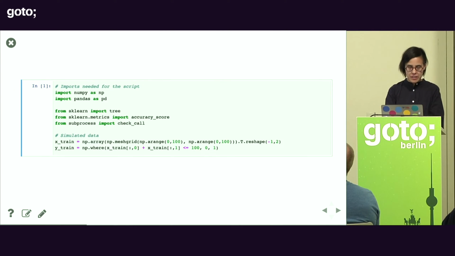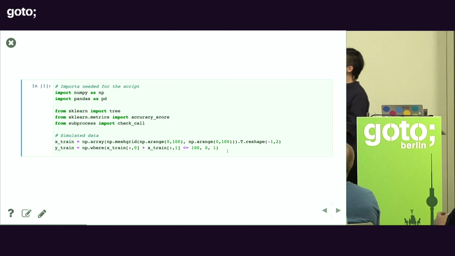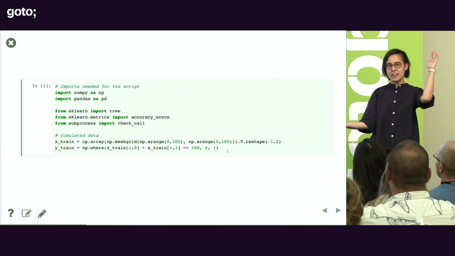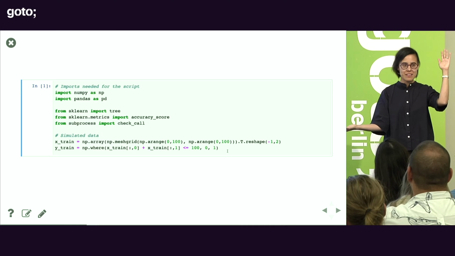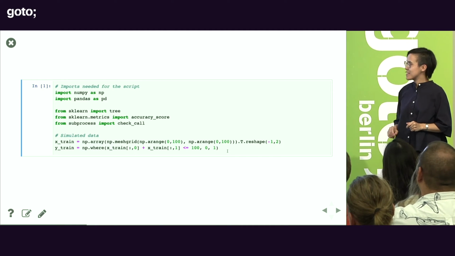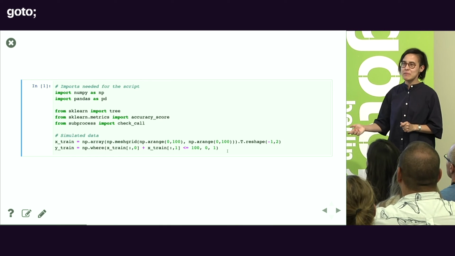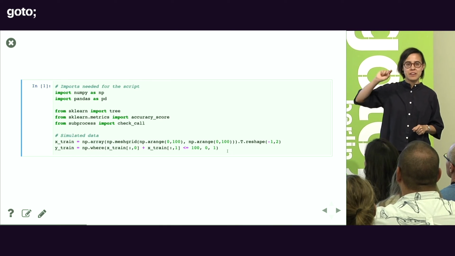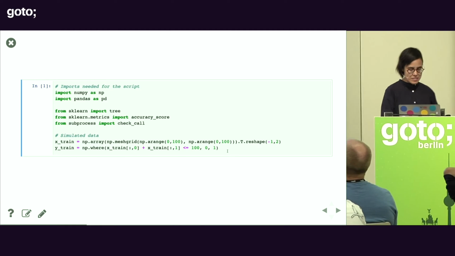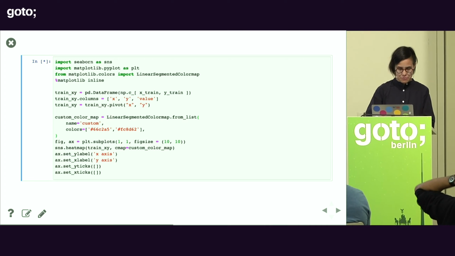So again, I'm loading everything, and I'm also creating a simulated data set. In a simulated data set, I'm basically just creating a matrix of values where x is always between 0 and 100, and y is between 0 and 100 as well. And if their sum is smaller than 100, then I'm giving it class 0. And if it's larger than 100, I'm giving it class 1. So it's always easier to visualize things. So let's visualize that.